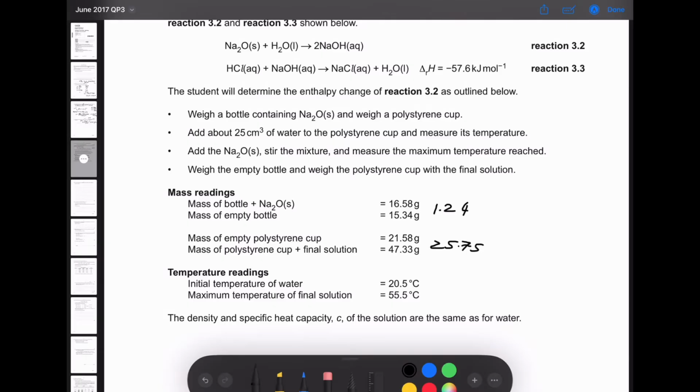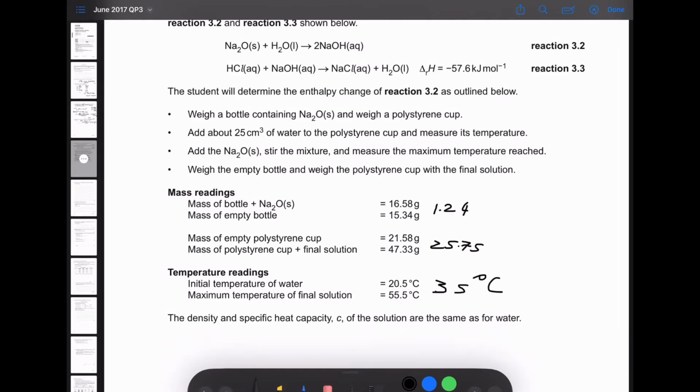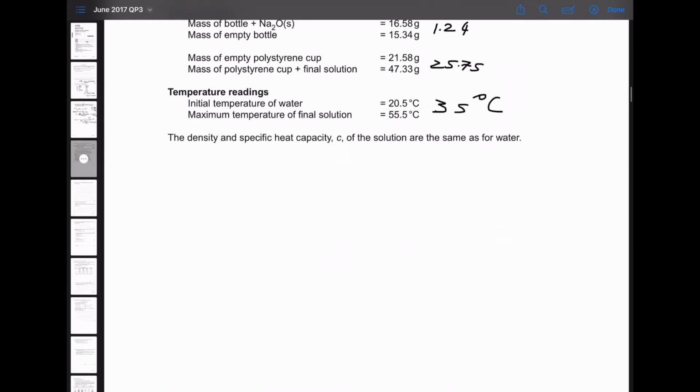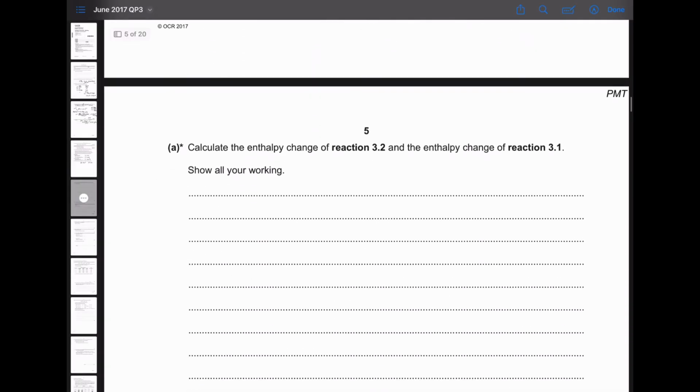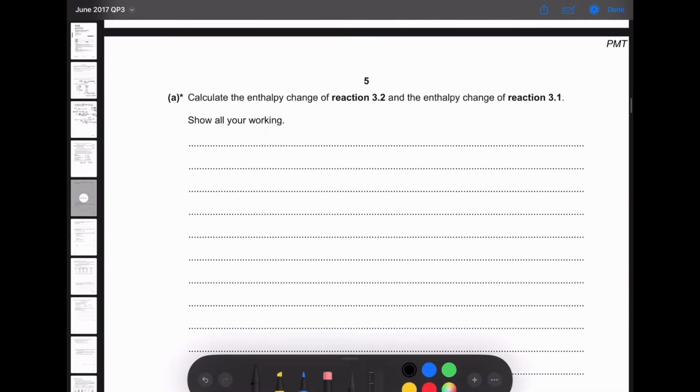And initial temperature readings, well, it's going to give us a change in temperature, which is going to be 35 degrees Celsius. The density and specific heat capacity of the solution are the same as for water, so all that means is 1 gram is equal to 1 centimeters cubed, and specific heat capacity is equal to 4.18. So what we're going to do, we're going to calculate the enthalpy change of reaction 3.2 and the enthalpy change for reaction 3.1. So let's go to work.